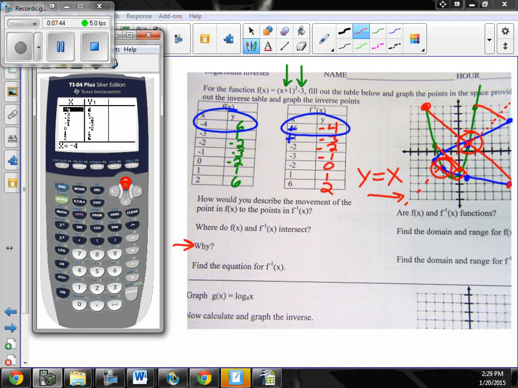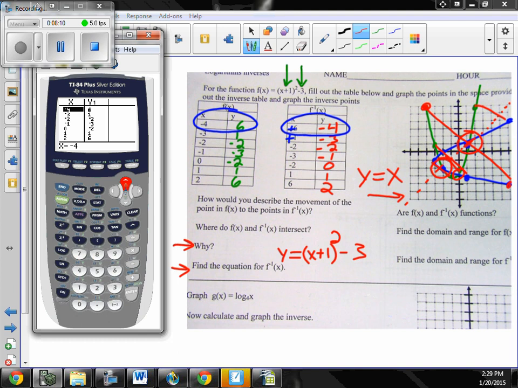Okay, so let's find the equation for f inverse of x. How would we invert y equals (x + 1)² − 3? Well, you could go through, list all of the xy pairs, flip them, and list all the new xy pairs, but I don't have that kind of time.